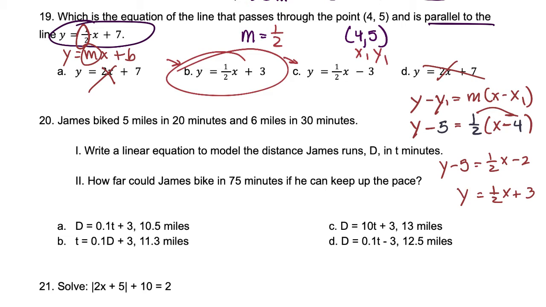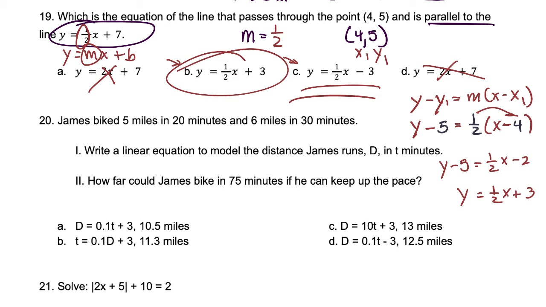Now, I'm not even sure I'd go to all that work. As soon as I had it narrowed down to those two, I would say, well, if x is 4, I'd plug a 4 in here: a half times 4 is 2, and 2 plus 3 is 5. So when x is 4, y is 5, I would know exactly that B is my answer.